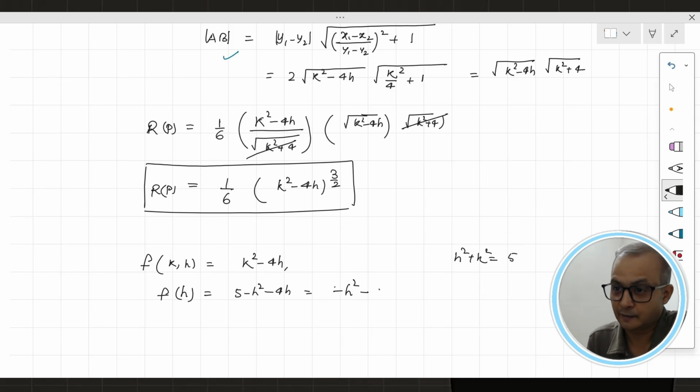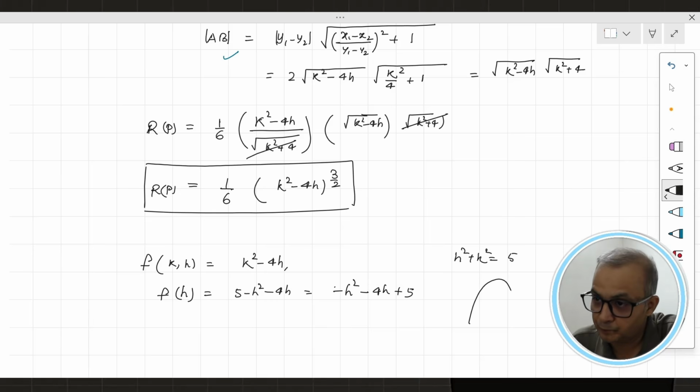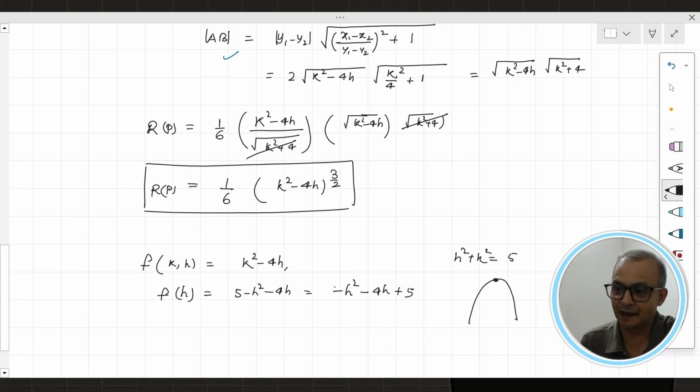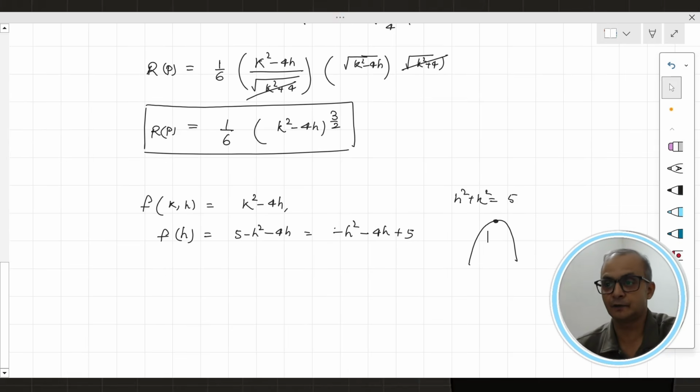Negative h square minus 4h plus, sorry, yes, plus 5, and this is an upside-down kind of quadratic, meaning it's an upside down parabola of this quadratic equation. So the maximum will be reached when h is equal to minus b by 2a. So h is equal to minus of minus 4 by 2 times minus 1, so that is going to be 2.